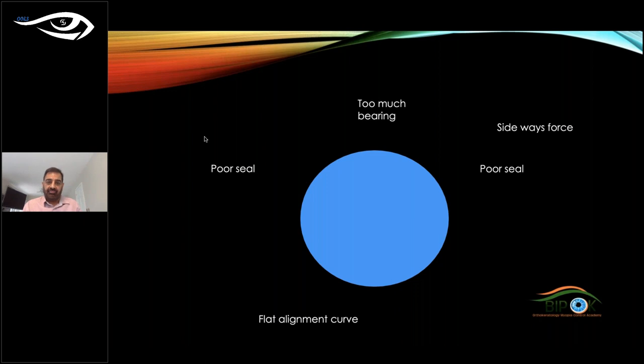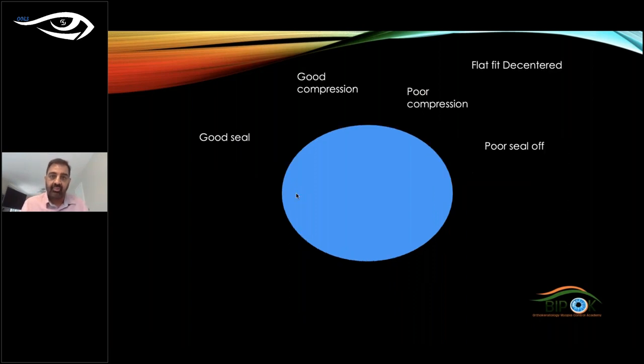Now, if you got a flat alignment curve, what happens here is if you can see it, the lens is going to slightly displace because there's too much bearing on the actual apex. And there's poor seal here, so the lens will actually be moving around, the fluid will be moving. So you will not have any reverse curve fluid there left for it to correct the myopia. And if it's flat, it will decenter also.